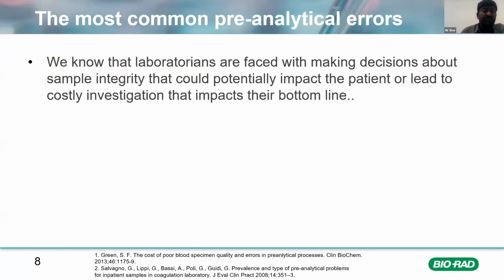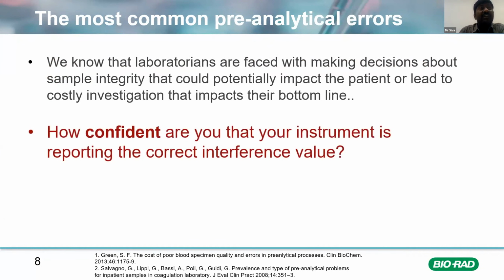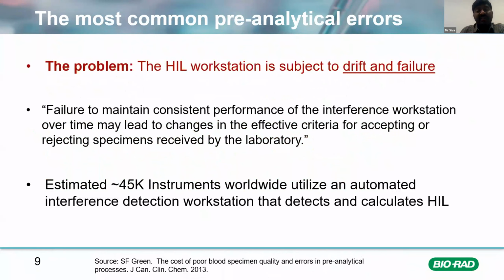Okay. So we know that laboratories face many issues while making decisions on sample integrity, which could potentially impact the patient and lead to further investigation. However, how confident are you that the instrument is reporting the correct interference value? It means, how good is the HIL index itself, and how confident are you in depending on that result? Why has this question come up?